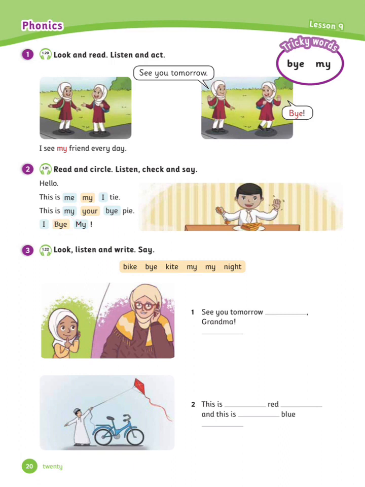Exercise number 3. Look, listen and write. Then say. Complete these sentences using the words in the box above. Number 1. See you tomorrow night, Grandma. Bye. Number 2. This is my red kite and this is my blue bike.